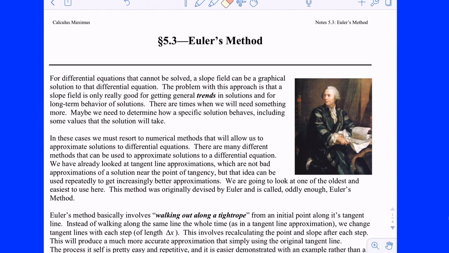5.3 Euler's method. Again, this is a one-day lesson. It's your BC only method, or first of the BC only topics that we've talked about.